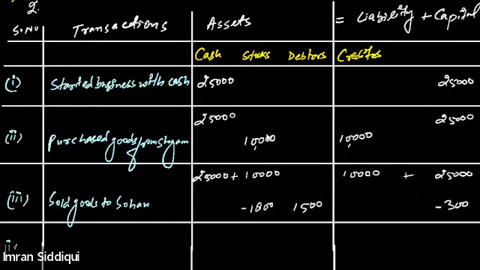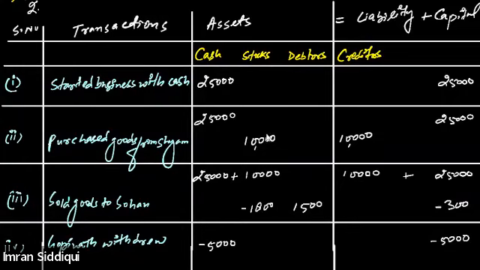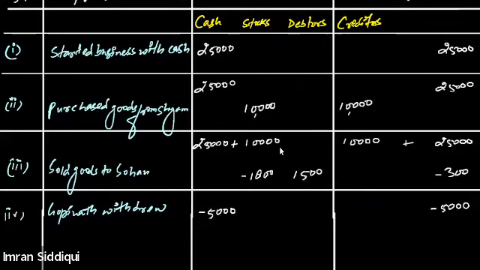So moving on to the fourth transaction. Fourth one was Gopinath withdrawing a certain amount from the business. So when Gopinath withdrew from the business, first of all, it is going to reduce the amount of cash available. So cash will reduce by 5,000. And at the same time, capital of Gopinath will also reduce by 5,000. Since he's withdrawing an amount from the business, it is going to reduce the amount of capital.